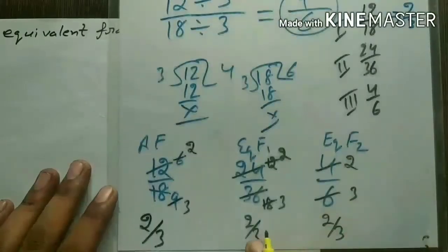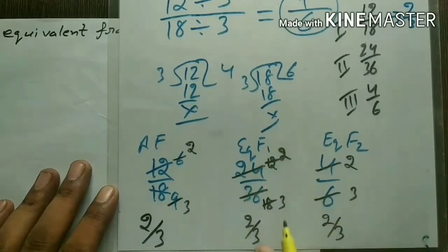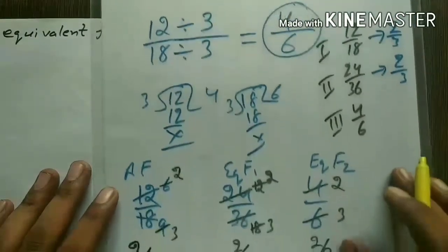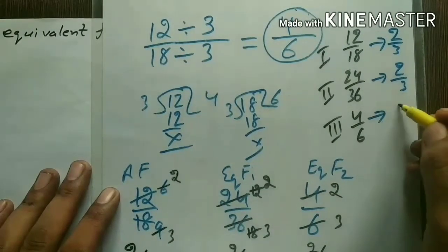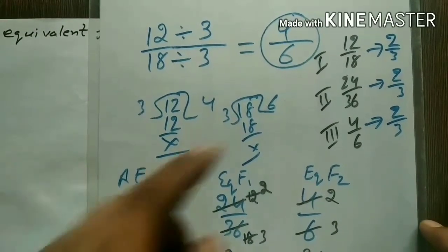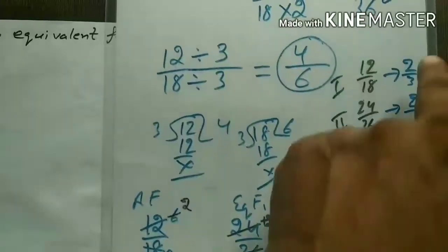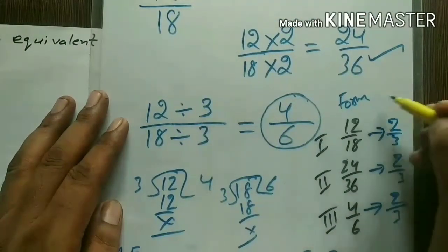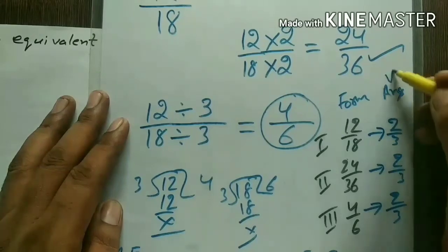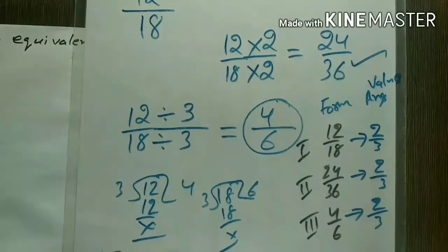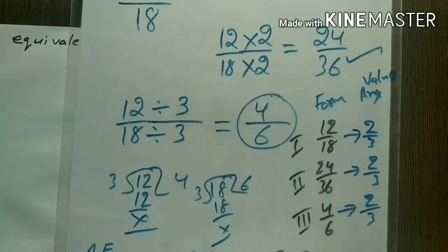What is the answer for 24 by 36, the second one? Its answer is also 2 by 3. And what is the answer for this one? That is also 2 by 3. Okay, student? So the forms may be different but the answers are the same. So these are forms and these are answers. It means values. Where the values of the fractions are the same, those fractions are called equivalent fractions.